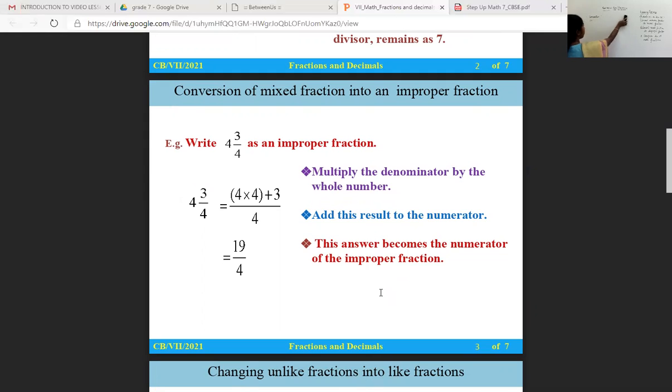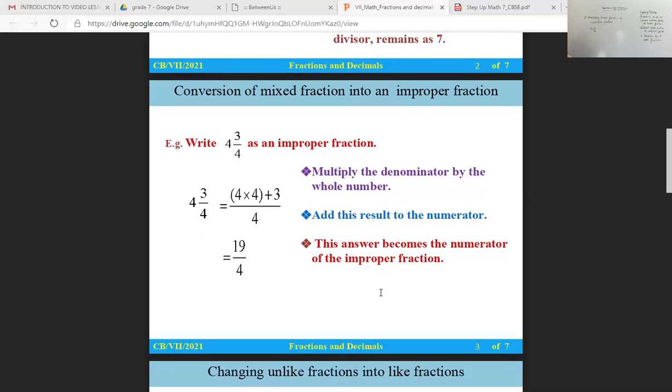Next, we will see the vice versa: how to convert a mixed fraction to an improper fraction. So what's the number given there? 4, 3 by 4. The question given is 4, 3 by 4.